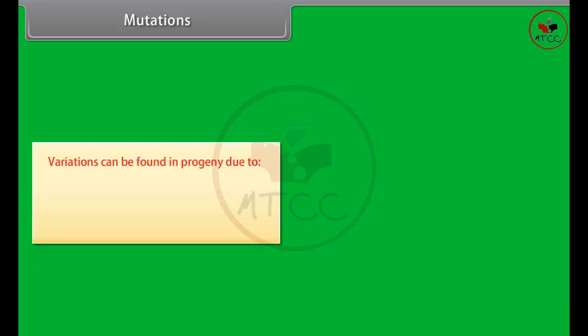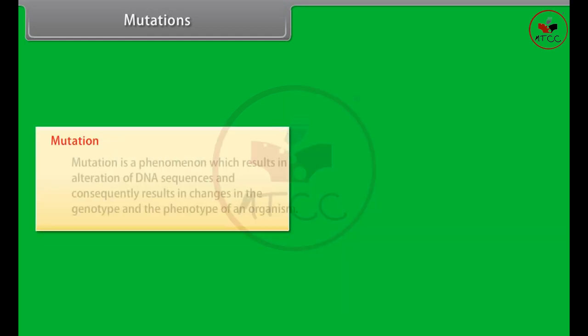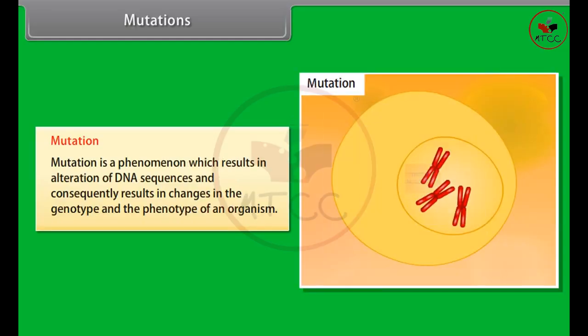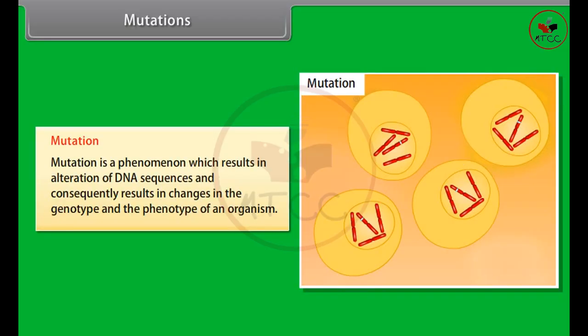Mutations. Variations can be found in progeny due to: number 1, recombinations after crossing over of chromosomes. Number 2, mutations. Mutation is a phenomenon which results in alteration of DNA sequences and consequently results in changes in the genotype and the phenotype of an organism.